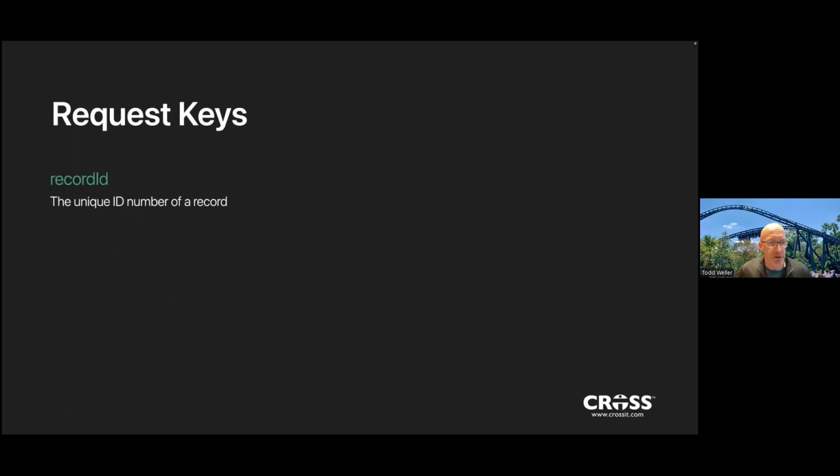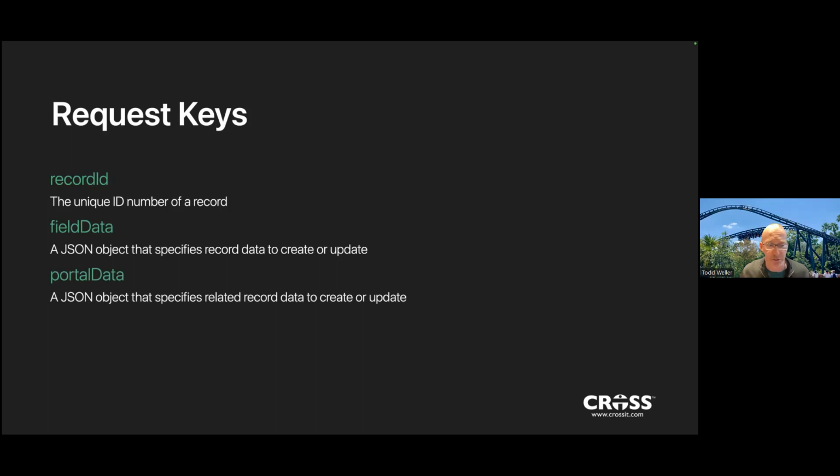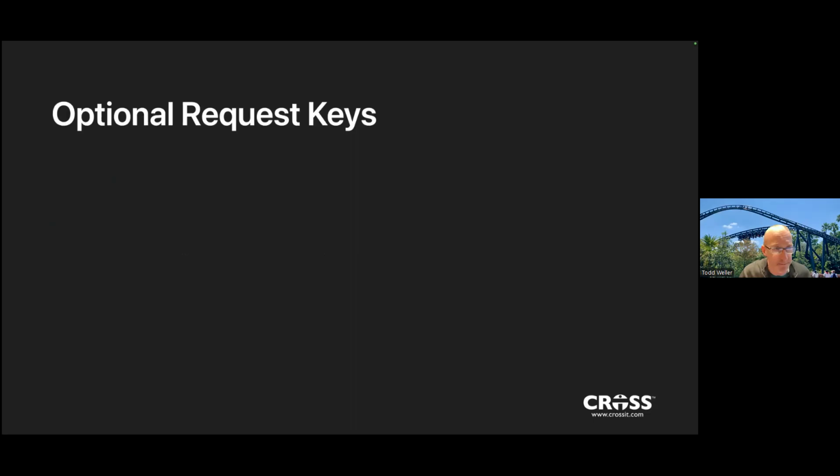All right, so moving on, here are some more request keys that are specific to when we actually start modifying records. So you can see the record ID, which is the unique ID number of a record. And this is not the primary key that you've assigned to it. This is like the internal record ID that FileMaker has assigned. There is the field data, which is the JSON object that specifies the record data that's going to be either created or updated. There's a portal data object that's going to specify that related record data that's going to be created or updated.